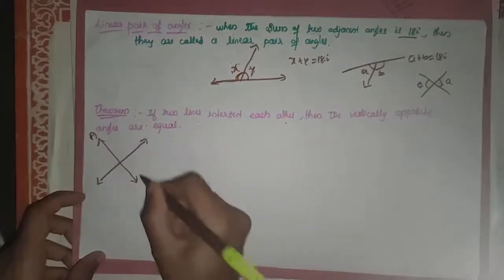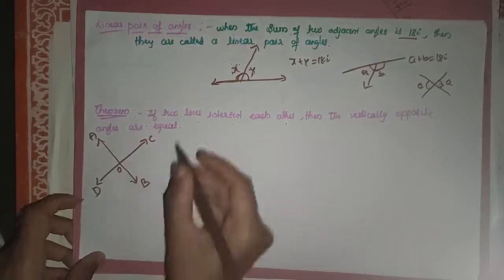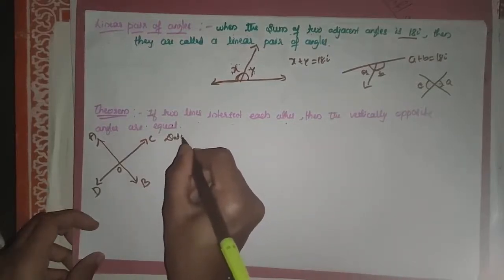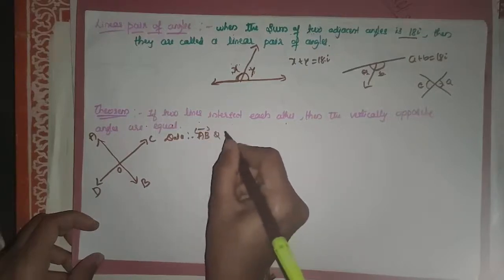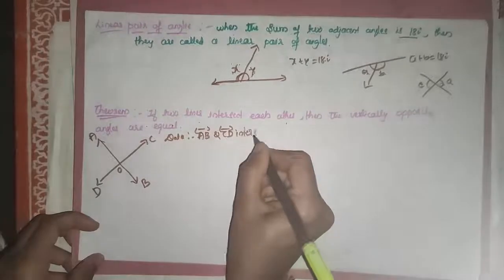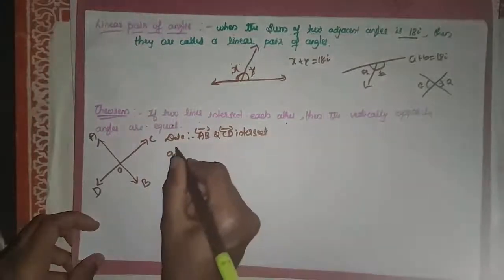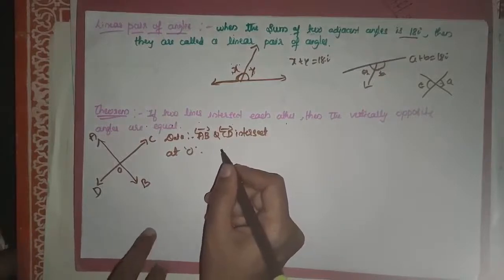This is called AB, this is CD. Okay, these are intersected at O. So here I take data: lines AB and CD intersect at O. Okay, so now they form the opposite angles.